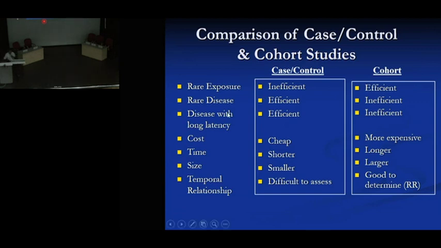Where long latencies are there, of course, case control is a good way to do that. It's cheaper, takes shorter time, and needs fewer resources. But in a case control, what you can't do is give a temporal association. You can't get causality. You can get an association, but not causality.